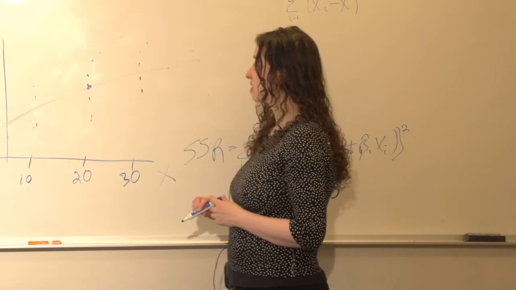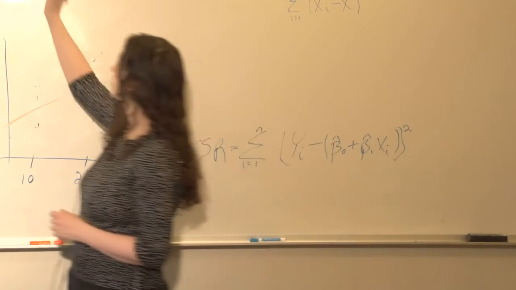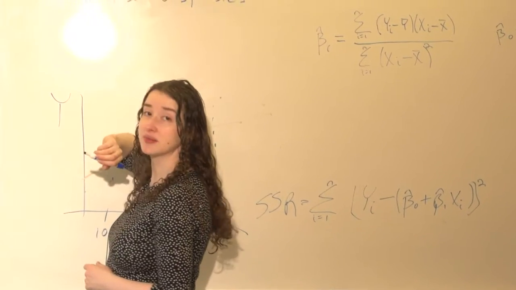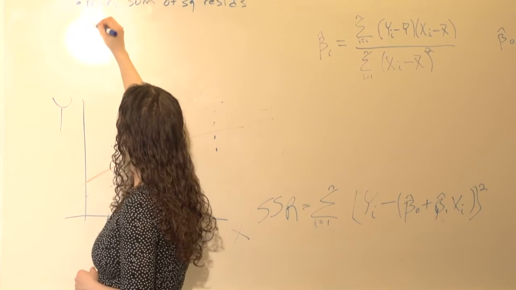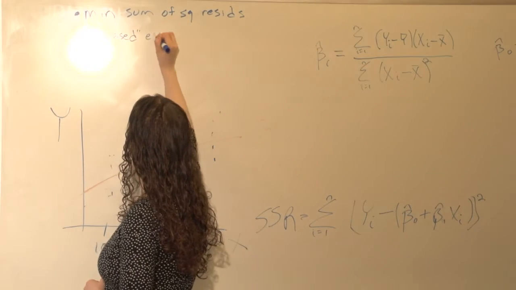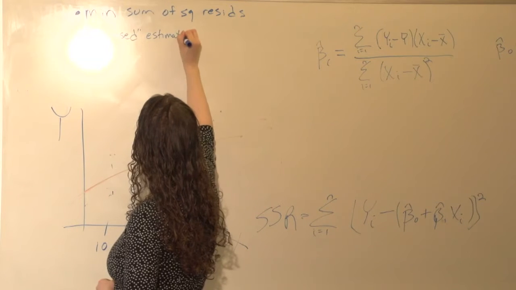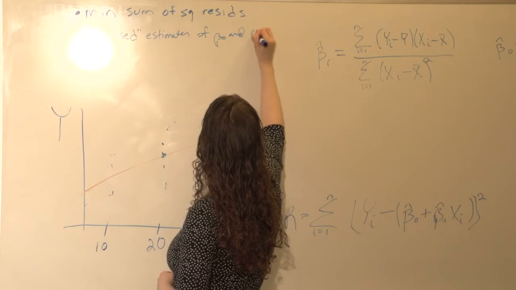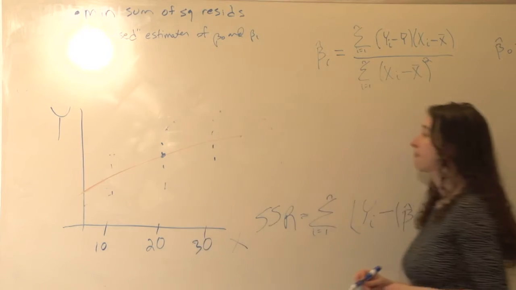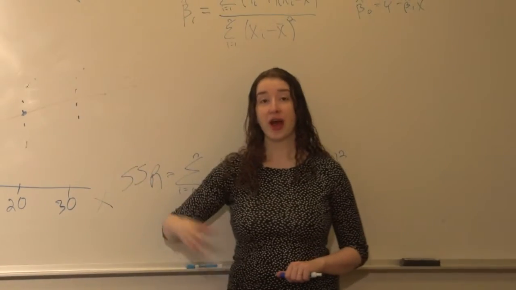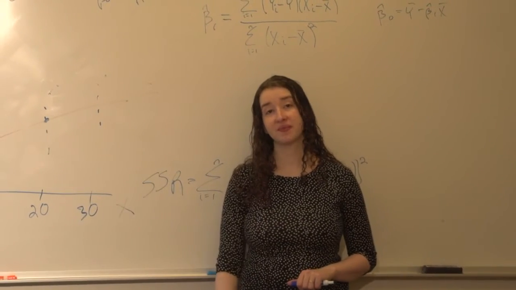It turns out that these are unbiased estimates. So the slope estimate and the intercept estimate are both unbiased estimates. Let's talk about what that means. So far, I've been talking about just one data set. You have a data set and you're trying to fit the line.